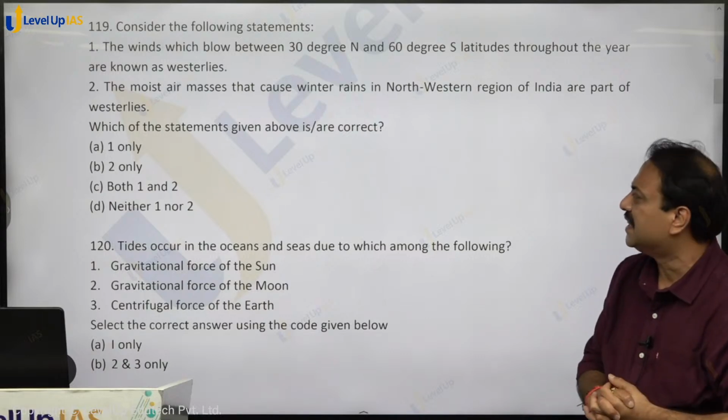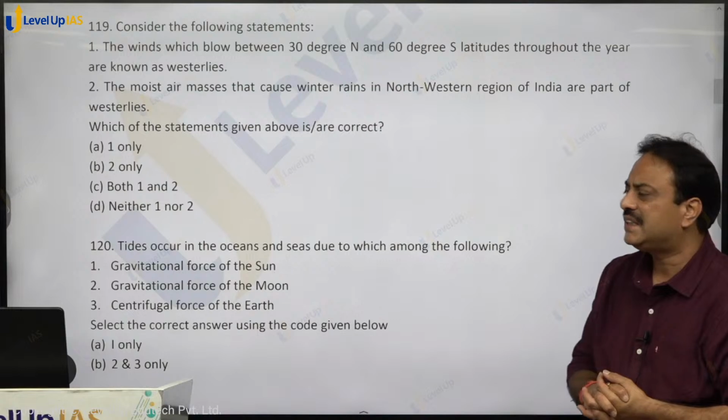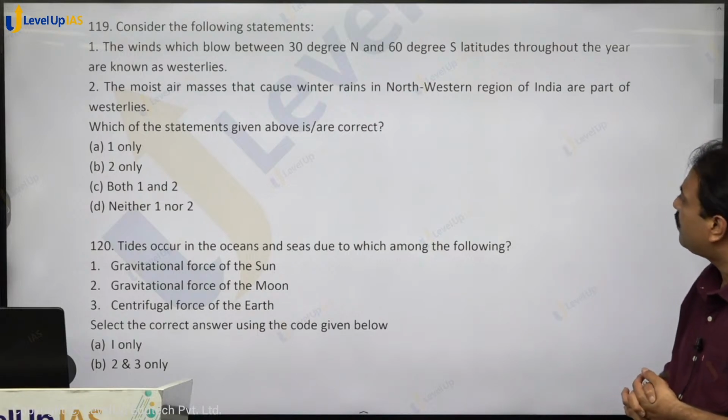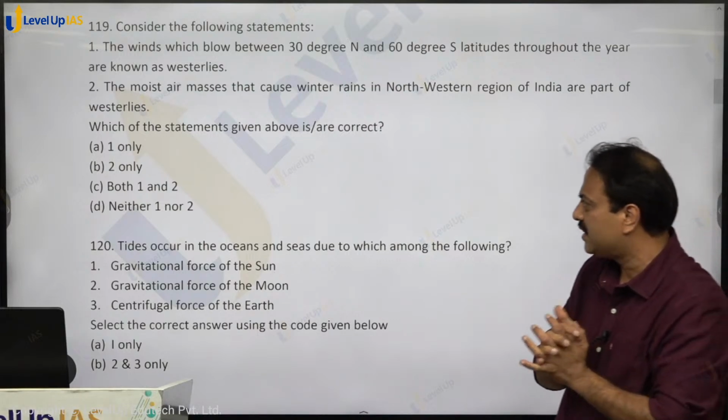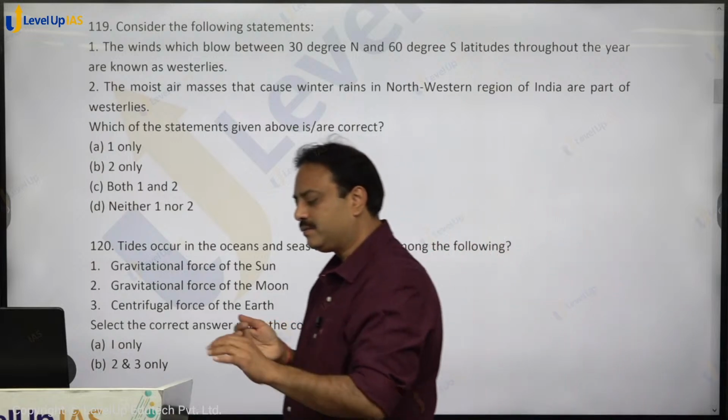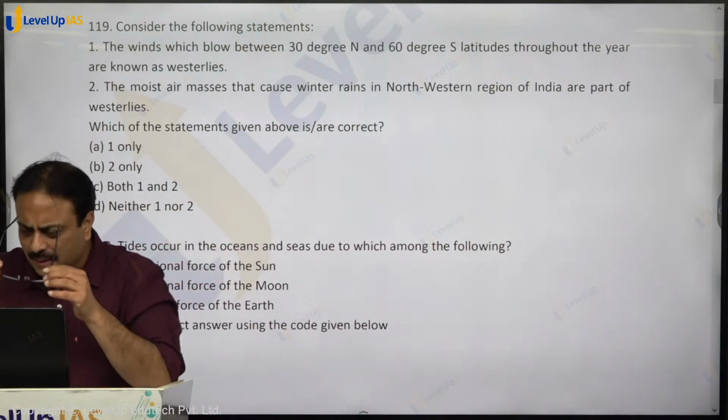The moist air masses that cause winter rains in northwestern region of India are part of westerlies. This should be a correct statement. Ideally it should be a correct statement or not?